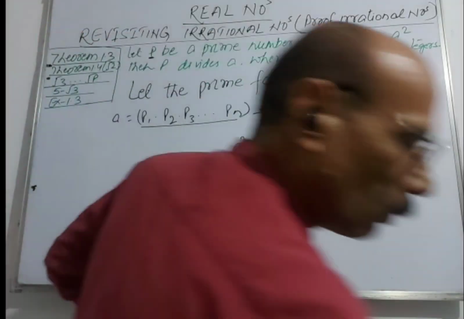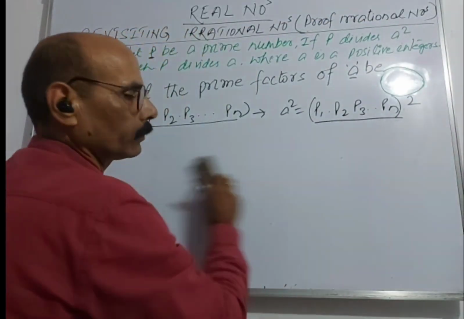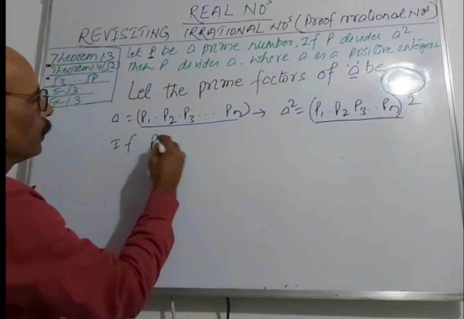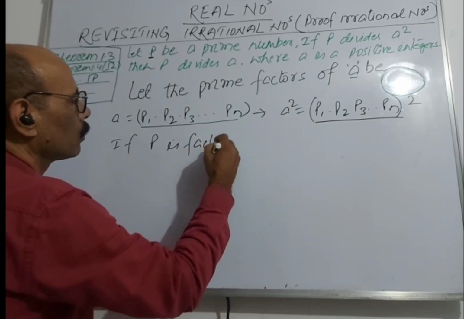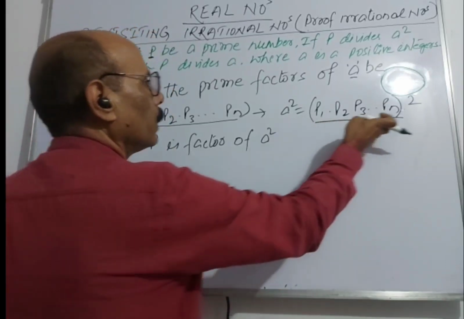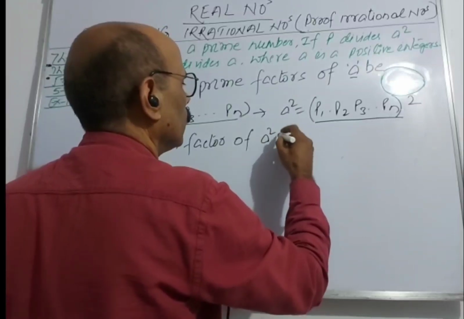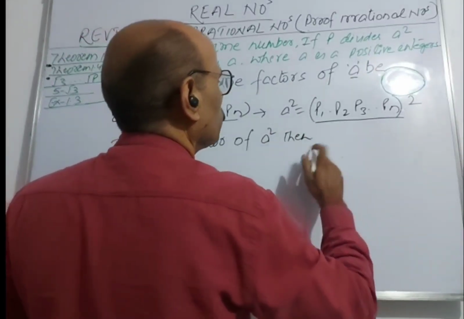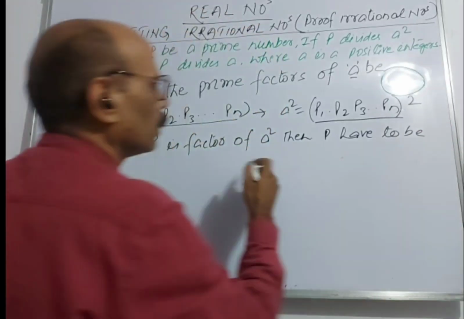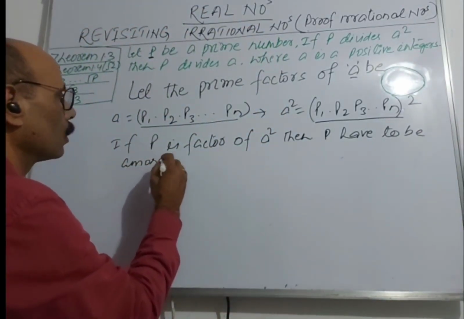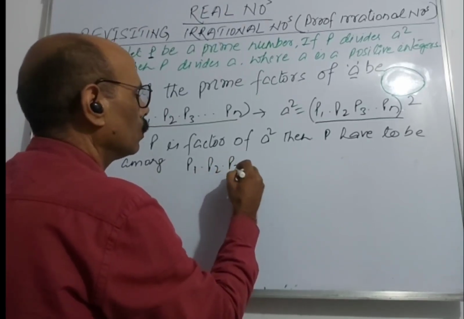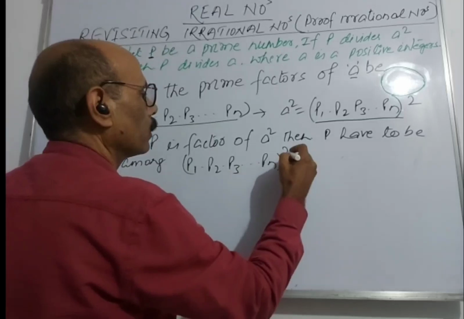Is this clear? So then we have to write as per the theorem: if p is a factor of a square, then among all the factors of a square, p has to be among this group, that means p1 into p2 into p3 ... pn, squared.